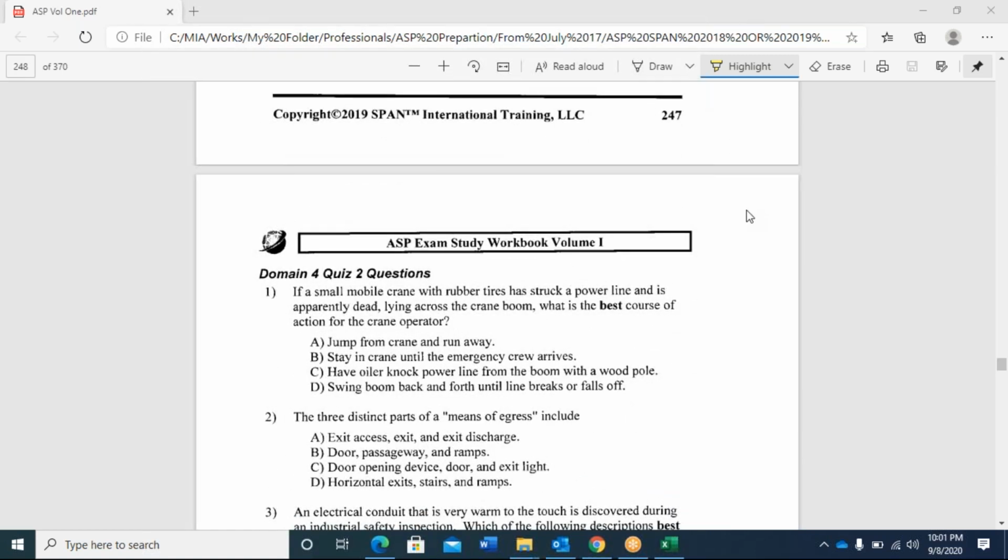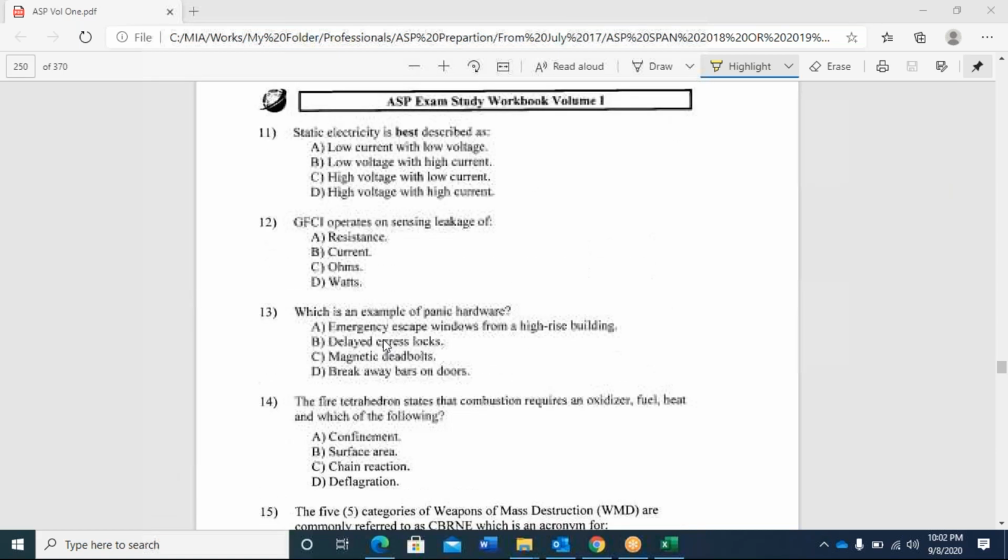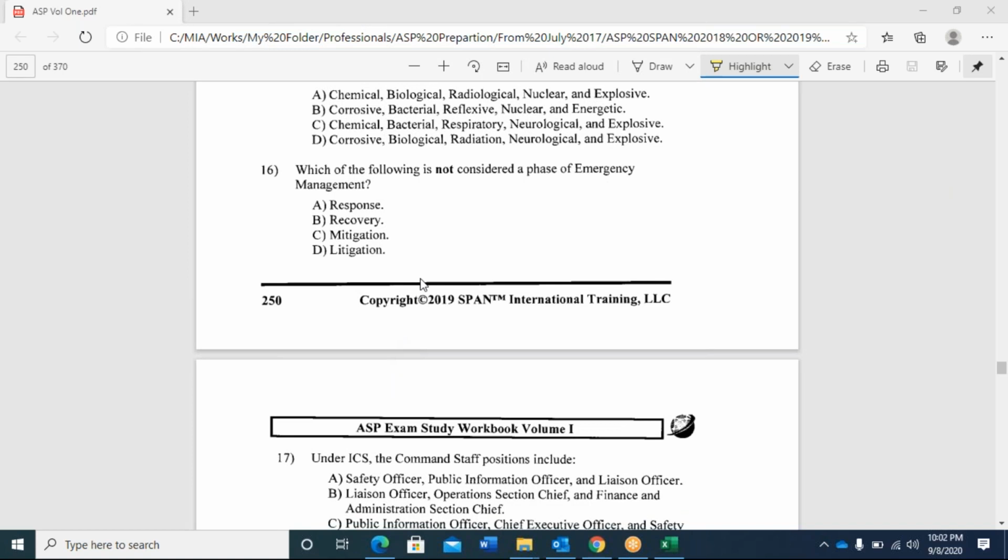So one or two questions are left in quiz number 2, which were not discussed. Question number 16: which of the following is not considered a phase of emergency management? It is very easy. Response is there, recovery is there, mitigation is there, litigation is not there.